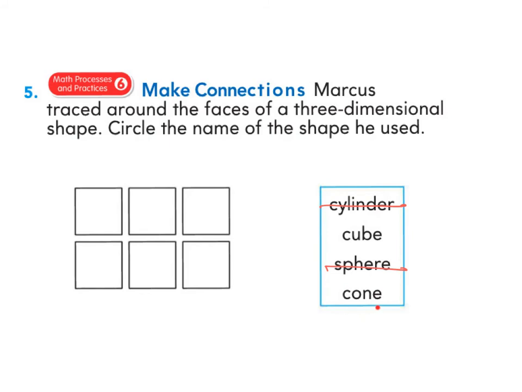This one says a cone. Remember, a cone is like an ice cream cone. So these faces cannot belong to a cone because a cone has a circle face and a round edge. So I know it's not a cone. So that means the answer must be a cube. And if we go back to that other cube that we had, we know that that also had 6 faces on it because we counted them.